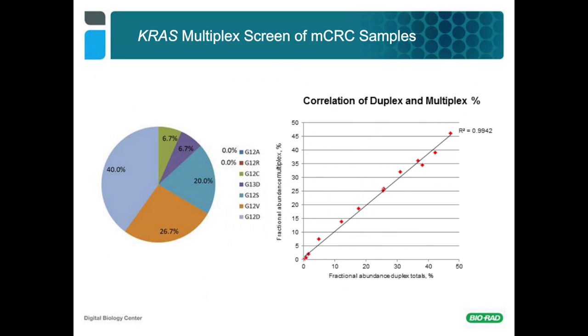Our data was consistent with COSMIC. The majority of KRAS mutations, greater than 80%, in these colorectal cancer samples contained either G12D, G12V, G13D, or G12S. Further, similar to the Horizon references, measurements of FFPE samples by duplex and multiplex assays correlated strongly with an R-squared of greater than 0.99.